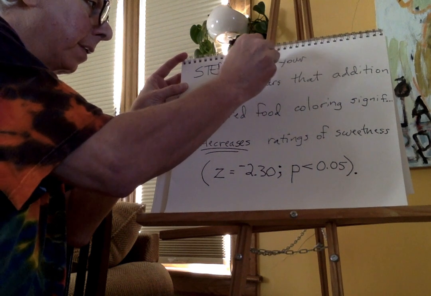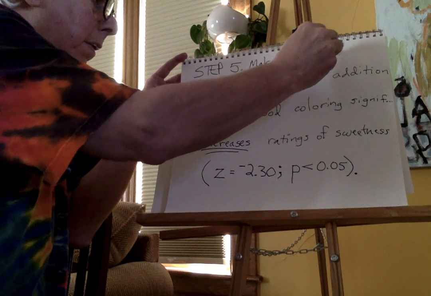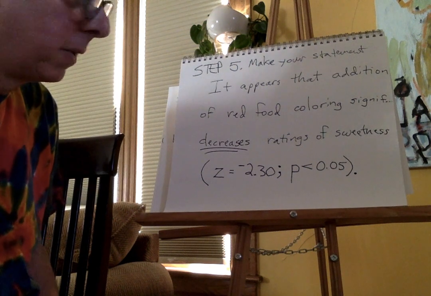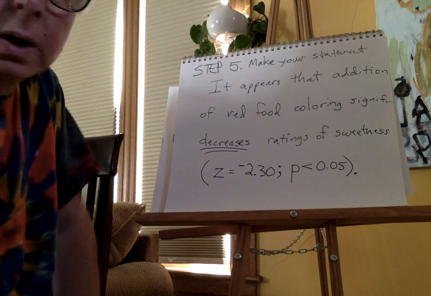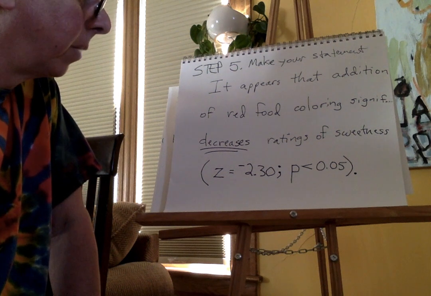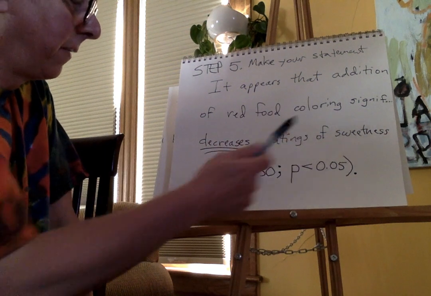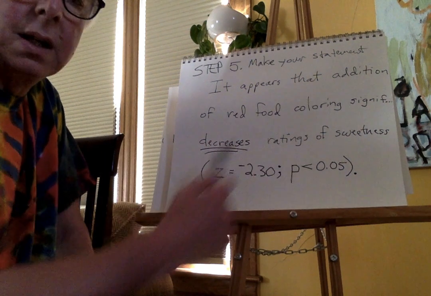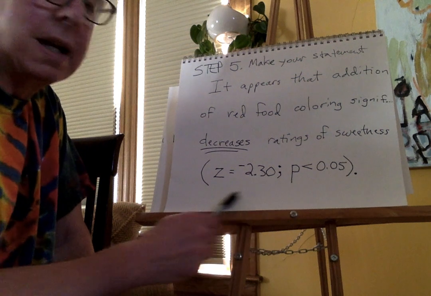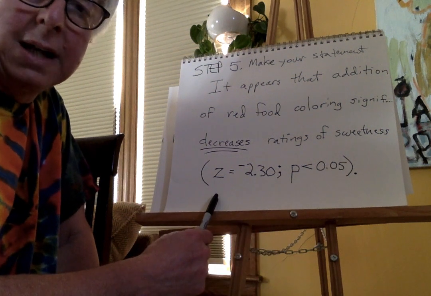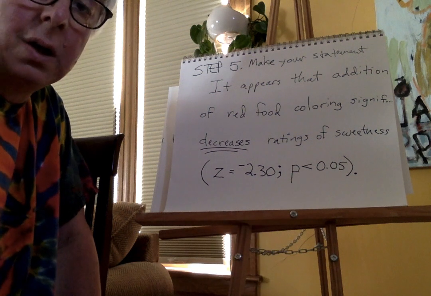So this is step 5. Make your statement. That is, report your results, okay? This is the fun part. You've done all the work. Now report our results. It appears that addition of red food coloring significantly decreases ratings of sweetness. This is why I'm making that statement. So this justifies it. In a way, this is saying, hey, it's not my opinion. We did the research, okay?